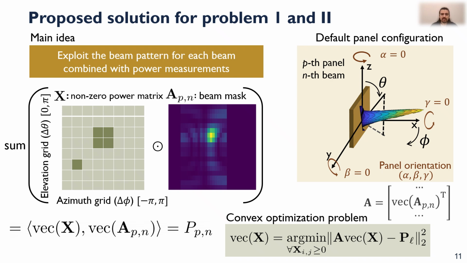For a given power for the P panel and N beam, we can represent the receive power as a dot product of the vectorization of X and the vectorization of A_P,N. X is the non-zero power matrix that we explained in the previous slide, and A_P,N is what we denote as a beam mask. The beam masks are analytical and can be calculated for any orientation from the array mask. The optimization problem is to solve for X given the receive power measurements across all measurements.